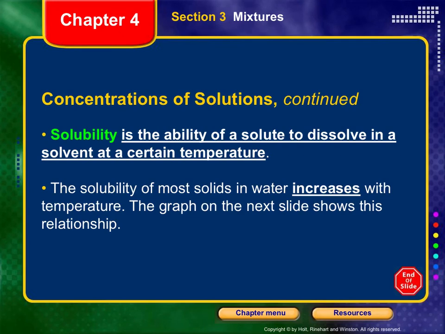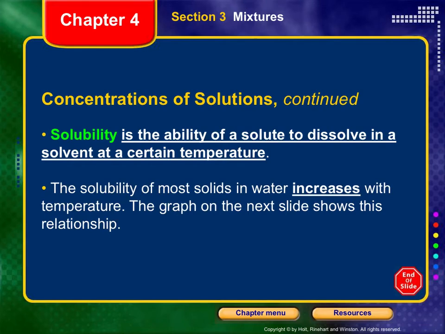So solubility is the term that comes from this idea of a solution. You've heard it before; we talked about it when we talked about physical properties. Solubility is the ability of a solute to dissolve in a solvent at a certain temperature. Some things dissolve better than others. If you want to tonight, you can take a cup of salt and a cup of sugar and put them into some warm water. One is going to dissolve more easily than the other. Salt has a higher solubility than sugar.